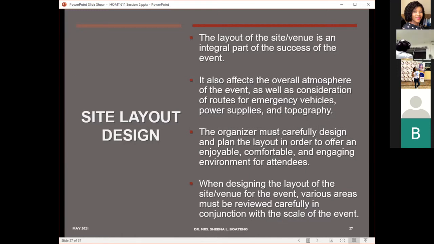And in doing so, you need to be able to consider how the layout is going to contribute to the enjoyment of your attendees at the event, their comfort, as well as their ability to engage with all the different activities that will be taking place at the venue during the day.